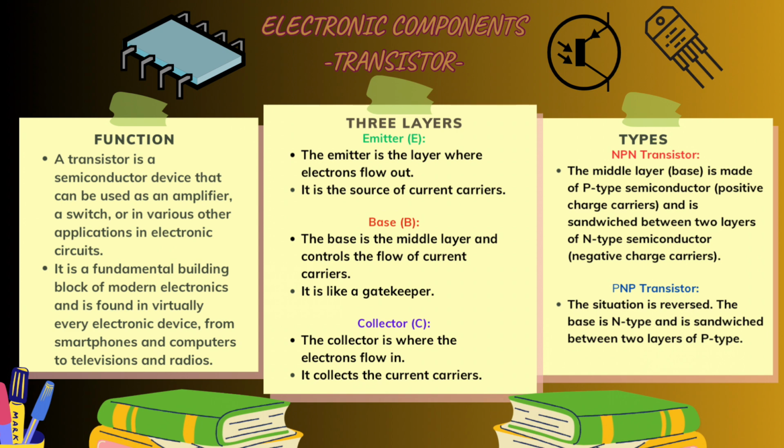There are three main layers in a transistor: emitter, base, and collector. The emitter is the layer where electrons flow out. It is the source of current carriers, while the base is the middle layer and controls the flow of current carriers. It is like a gatekeeper. The last one is the collector. The collector is where the electrons flow in. It collects the current carriers. There are two types of transistor, NPN type and PNP type.